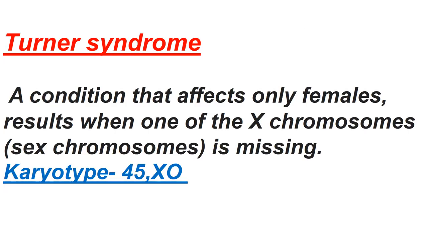Okay, next chromosomal disorder is Turner syndrome. Turner syndrome is a condition that affects only females. It results when one of the X chromosomes is missing. So the condition will be like XO. Okay, so there is a lack of one X chromosome. So you can say the condition is monosomy. Okay, and the karyotype will be 45 because one chromosome is less. That's why I will write 45 XO.